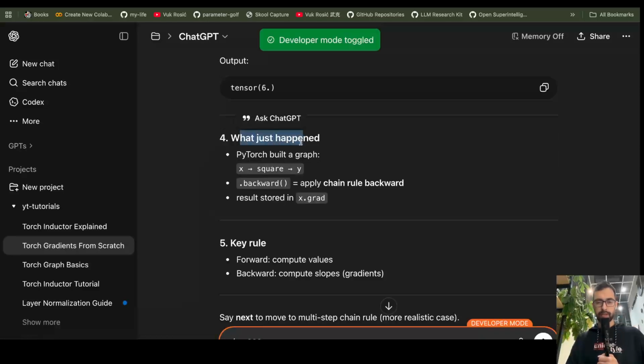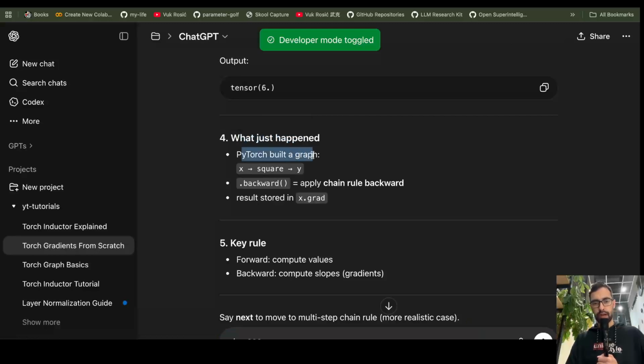So what just happened? PyTorch built a graph that goes from x. PyTorch sees that we have x, then there is the square function, and then there is y as the output. Backward will apply the chain rule there, and the result will be stored in x.grad.